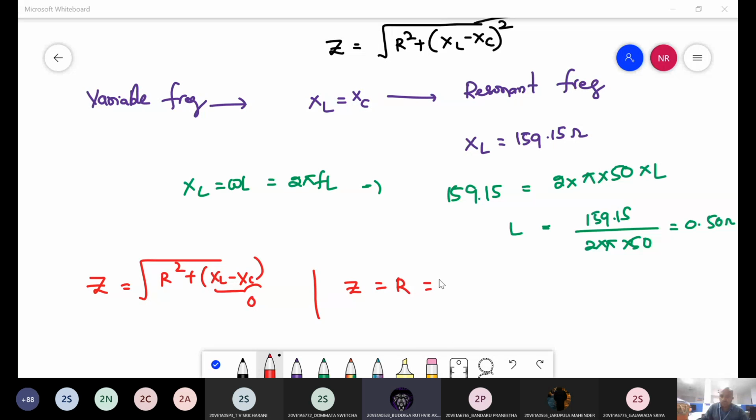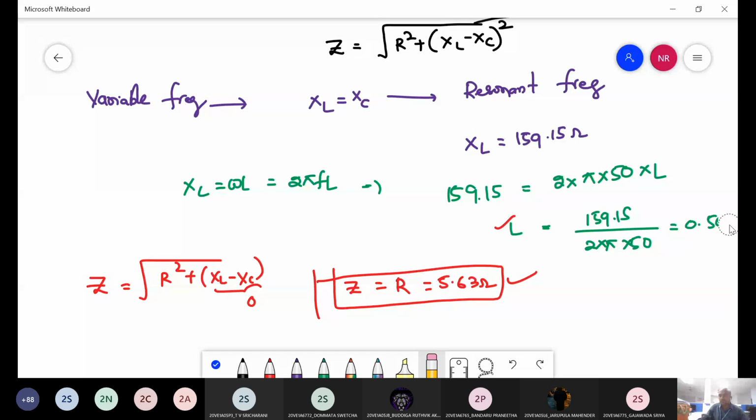5.63 ohms. We calculated the R value, we calculated the L value. Here not ohms, here henries. L is the inductance, 0 point, how much is it? 0.50, it is henries.